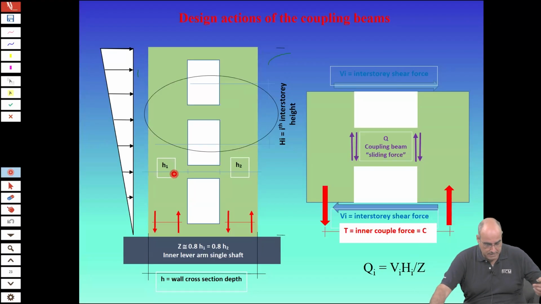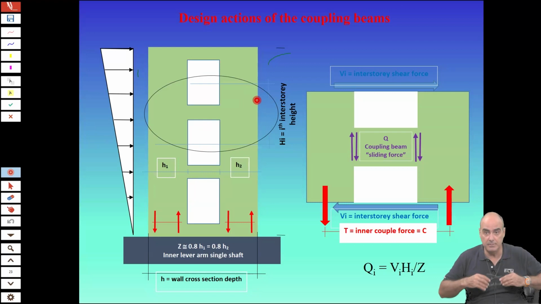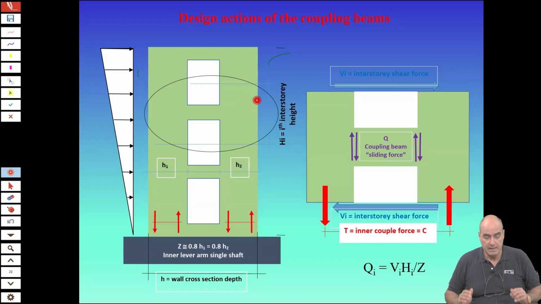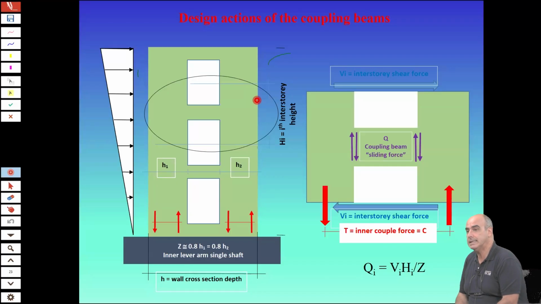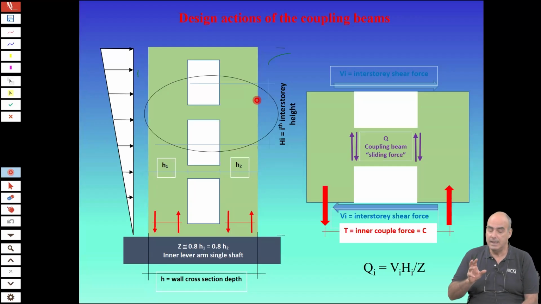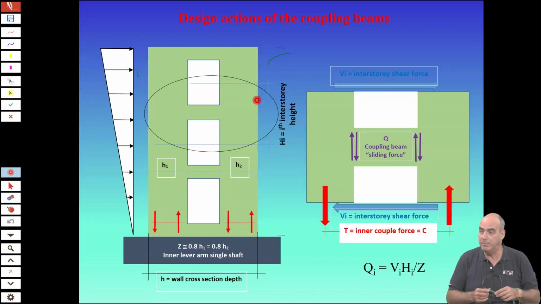So let us imagine that we have this wall with a cross-section depth equal to small h, and there are some openings in the middle, symmetric, so that you divide the wall into two shafts, h1 and h2, which are equal. The symmetry of the opening is also quite important, because on that depends how your coupling beam behaves.